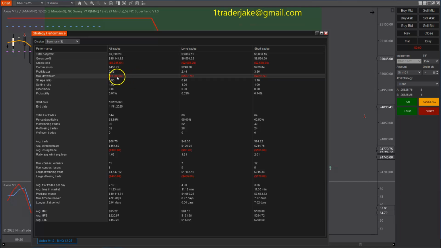We actually decreased it by 10, 15 bucks. 2.89 profit factor, that's amazing. Almost a 64% win rate. And our average winner is 160 with our average loser only being 100. So that's freaking excellent right there.